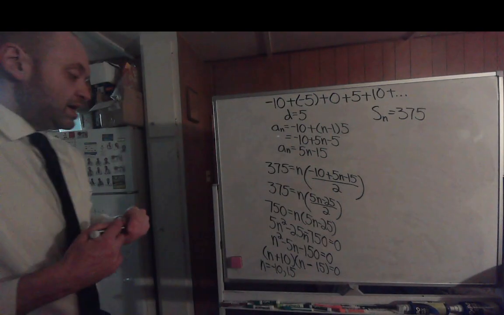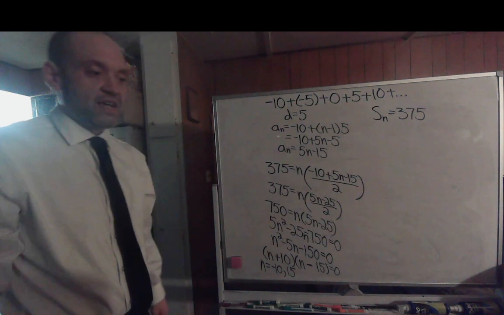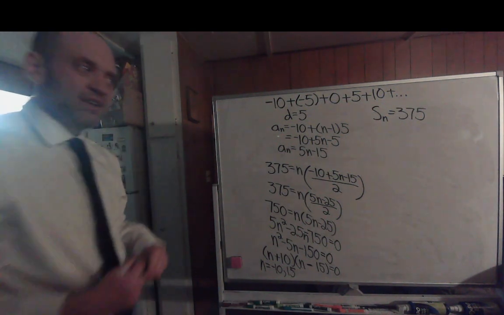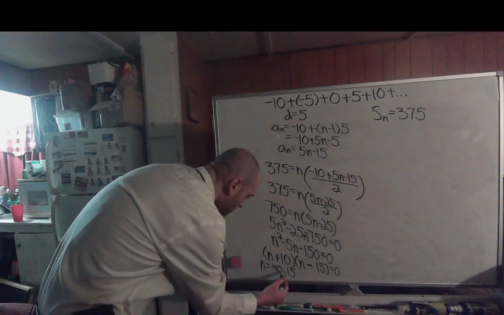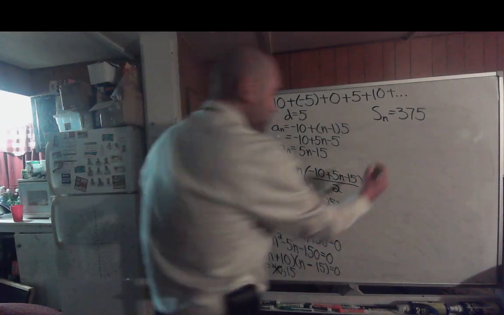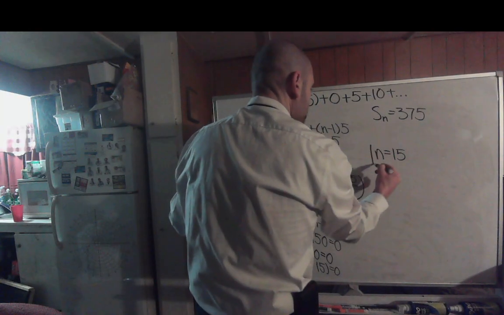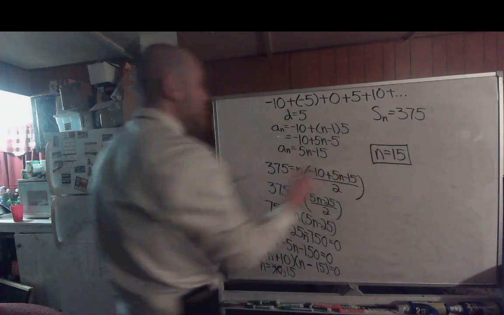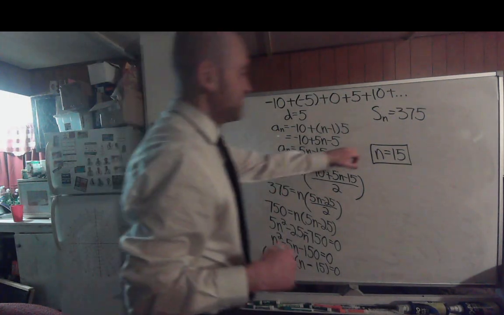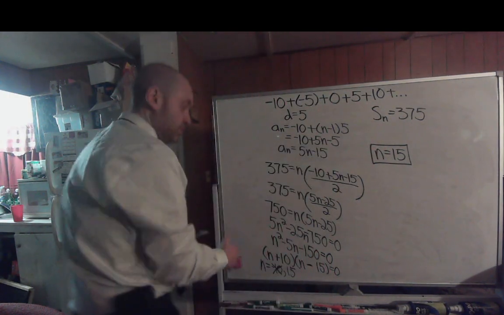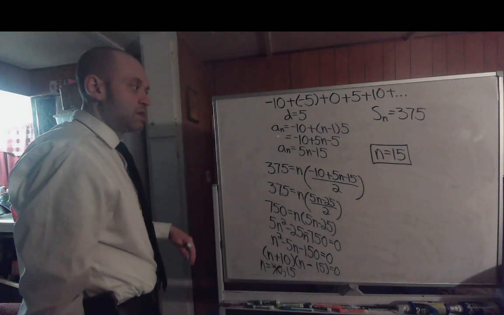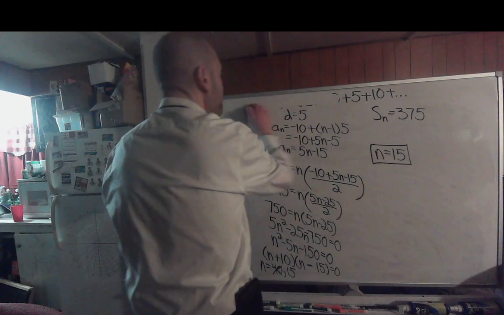Well, again, you can't have a negative 10th term. You're not going to have a negative term of a sequence. That doesn't work. So the only solution is the positive solution. That means the term you seek is the 15th term. So the sum of the first 15 terms equals 375. I got 3 more.